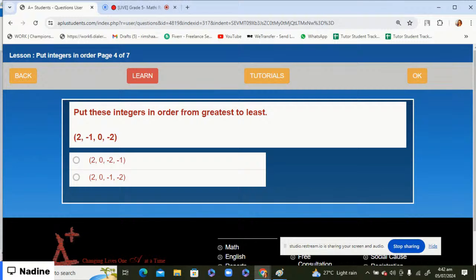Put these integers in order from greatest to least. Again, what is the greatest? It's 2. Then it's 0, then -1 and -2. Put these integers in order from greatest to least again. What is the greatest one here? That is 3. Then it's 1, then -1, and then -2. So now here there is no negative sign. So you just put first 3, then 2, then 1, and then 0. 3, 2, 1, and 0.